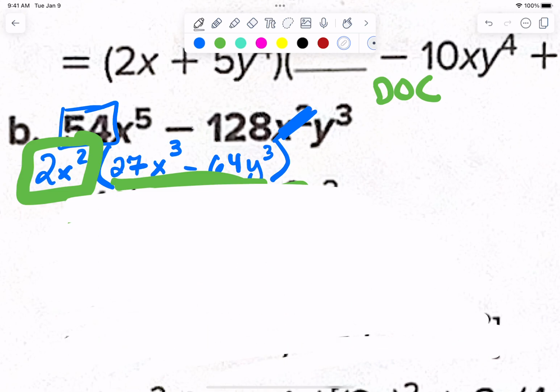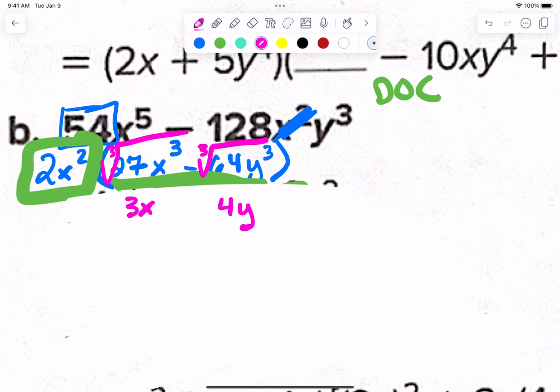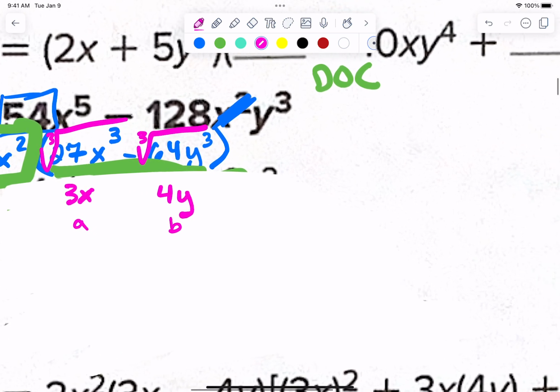Okay, so let's figure out what our A part and our B part is, and then we're golden. So we just have to take the cubic root. What's the cubic root of 27x cubed? 3x. What's the cubic root of 64y to the third? 4y, right? 4 times 4 times 4 is 64. So A is my 3x and B is my 4y.